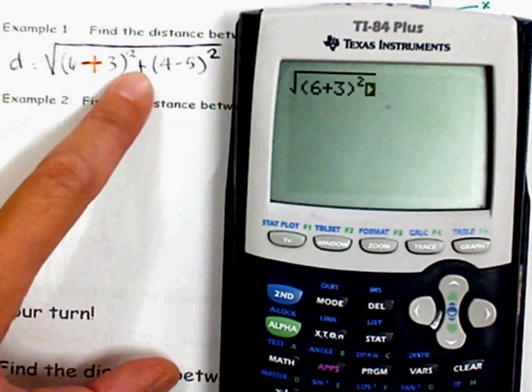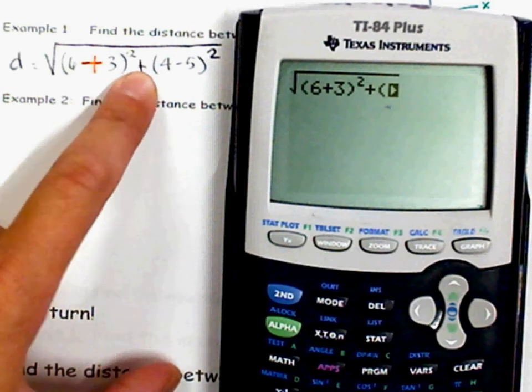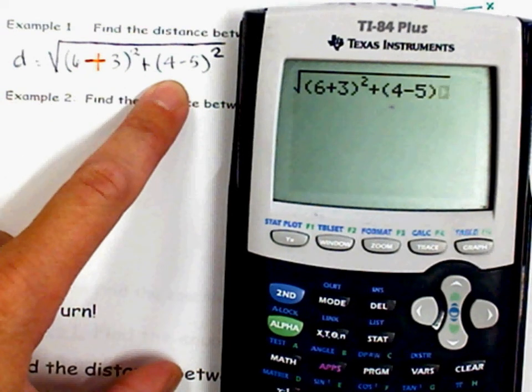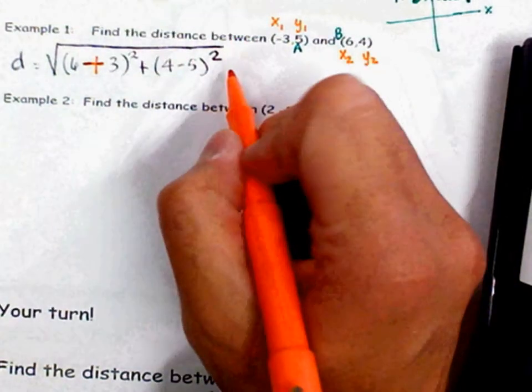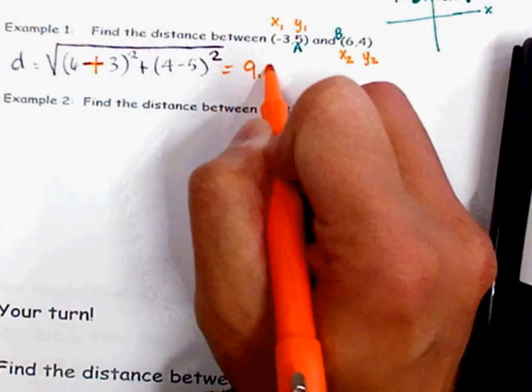Plus, parentheses, 4 minus 5, in parentheses, square, equals. All right. Oops, we got a decimal. Must be wrong? No, guys, you can have a decimal. It's okay. Round it to 2 decimal places. 9.06.